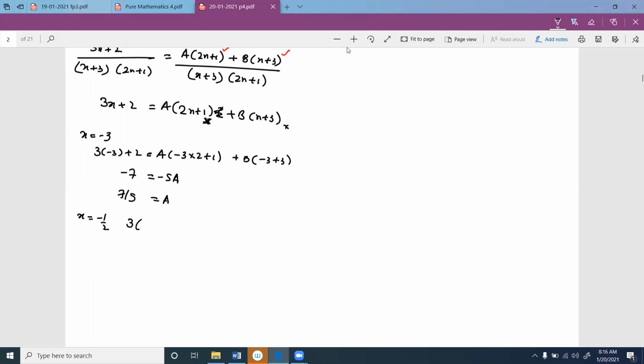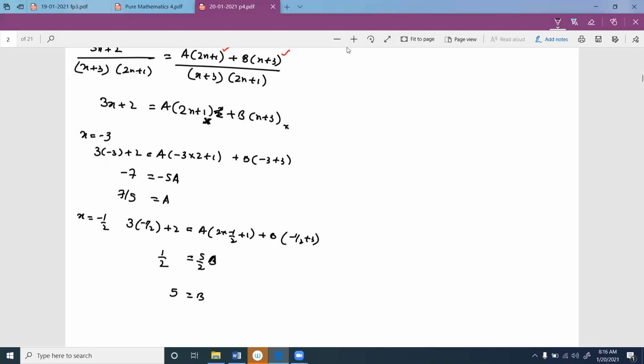3 times minus 1 over 2 plus 2 is equal to a times 2 times minus half plus 1, plus b times minus half plus 3, right? So this turns up to 3 and a half. Plus 2 is 1 and a half, 1 over 2 is equal to this, which gets 0. So if you just work it out, 5 over 2 b, sorry. Therefore, you can say b is equal to 5.